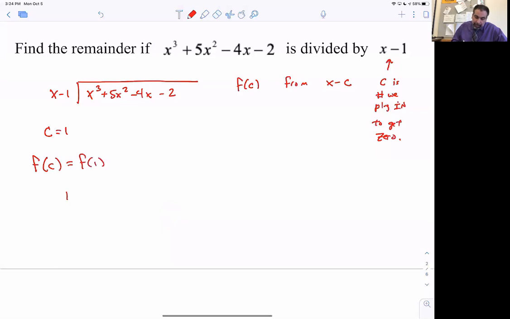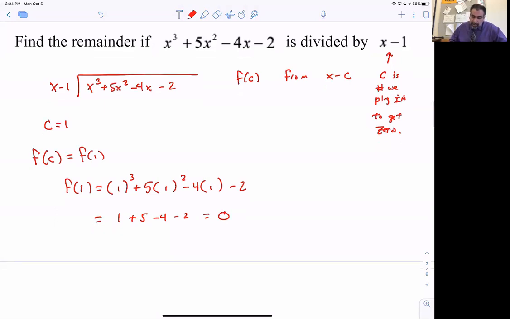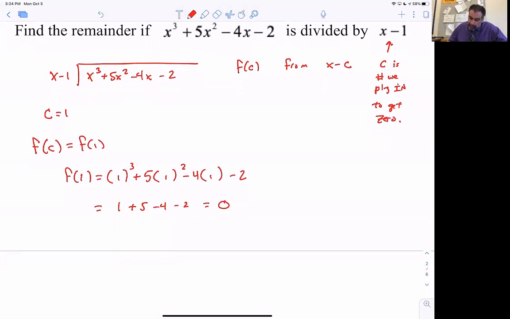Well, in this problem, f of something is equal to something cubed plus 5 times something squared minus 4 times something minus 2. If I plug in my 1, what I'm going to end up with is 1 plus 5 minus 4 minus 2. That gives us an answer of 0. So we're going to find out that there is no remainder. This is going to go in evenly. So let's check this out using synthetic division on this one, okay?